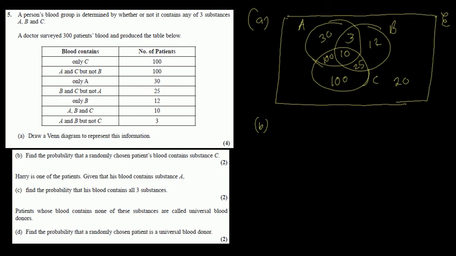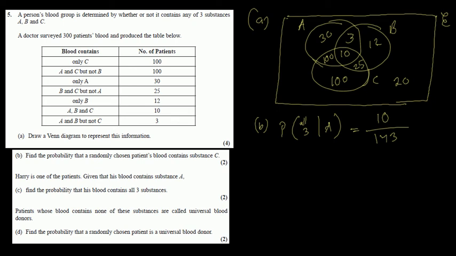Next, Harry is one of the patients. Given that his blood contains substance A, the information is given that he contains substance A. So this is conditional, we know A. Find the probability that he contains all three. So all three given A. Given A means this circle. So how many total here? 100, 10, 30, so 40, 43, 143 is the total. We have to pick from circle A. Now out of this, the question is all three. Out of this, all three is only 10, all intersection. So 10 out of 143.